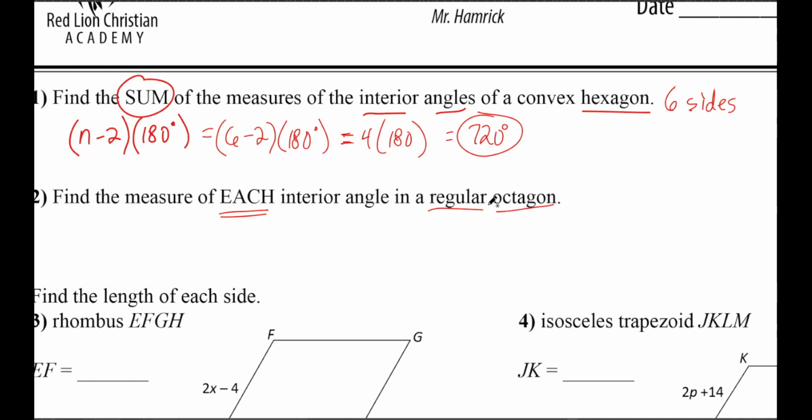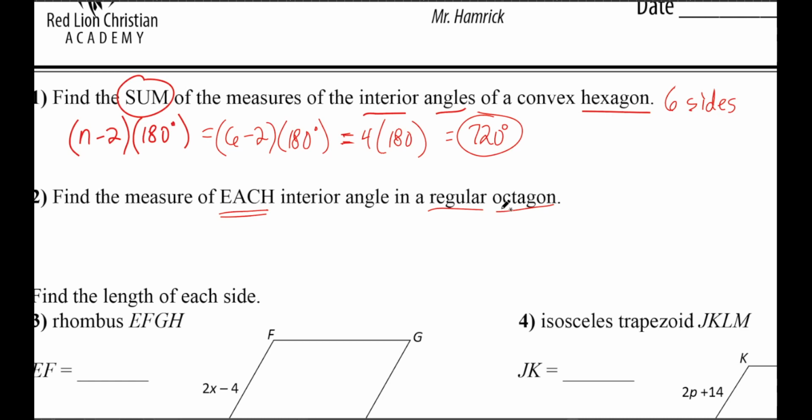All right, so an octagon. How many sides is an octagon? 8. So I want to find each of them. Well, I do actually want to find what they all add up to be, but like this one right here, what if all the angles were exactly the same and they all added up to 720? What would I do? Divide it by what? Divided by 6, that's right. Everybody see that?